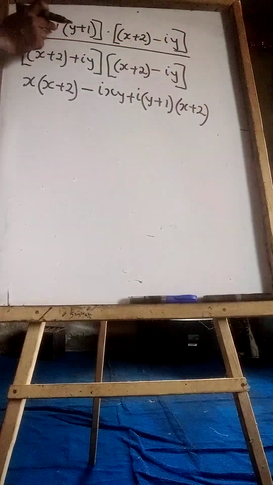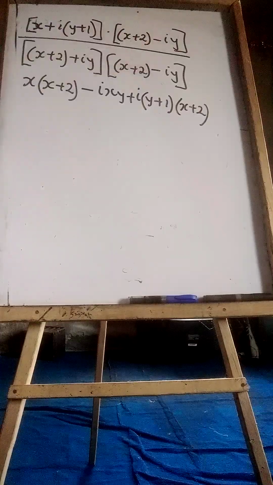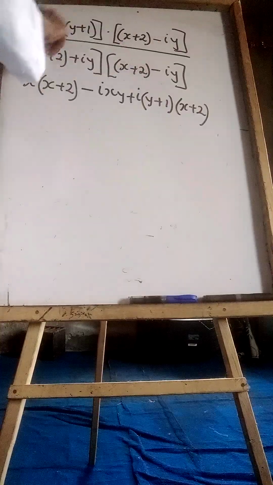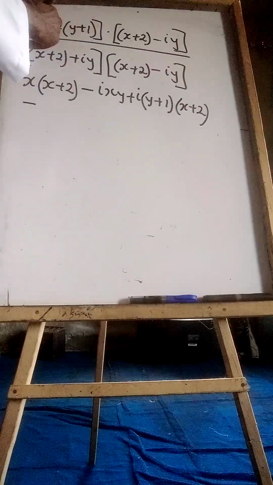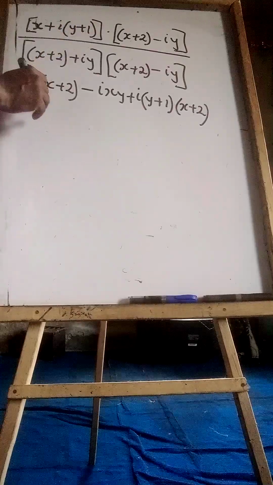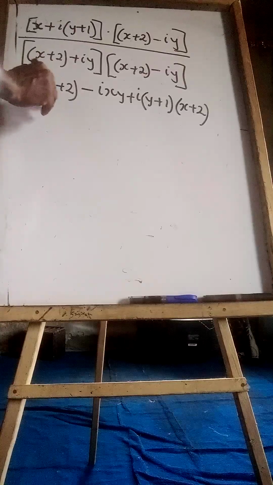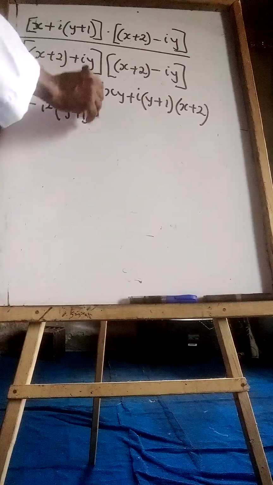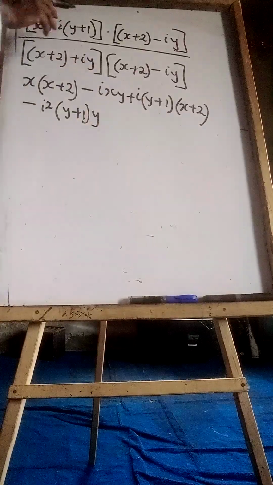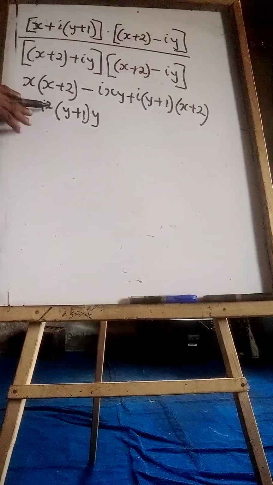I am using this to multiply this. Then this times this, plus times minus, that will be minus i² (y + 1)(y). That is, this one multiply this. i times i is i².